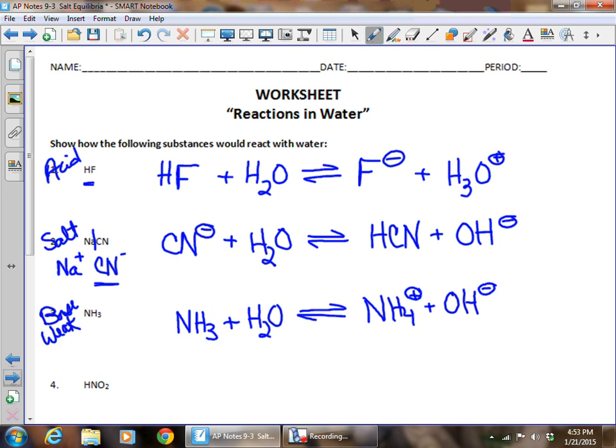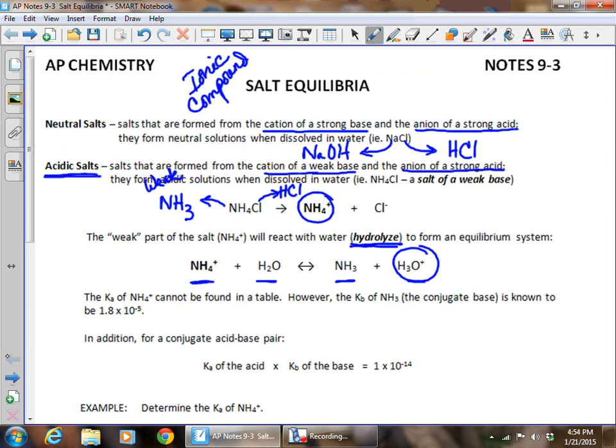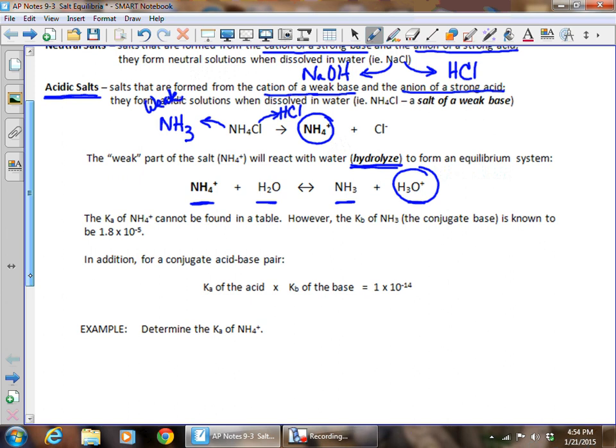So those are examples. I've shown you an example of a weak acid in water, a salt in water, and a base in water. So I expect you to be able to do the rest of these problems on this worksheet in a similar manner. So I wanted to go over that very quickly before we go back and pick up some more information with our salts.